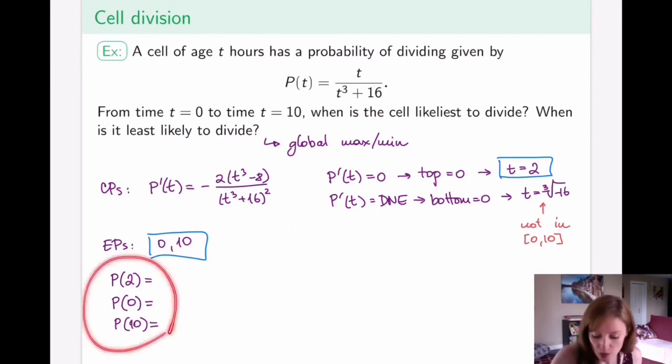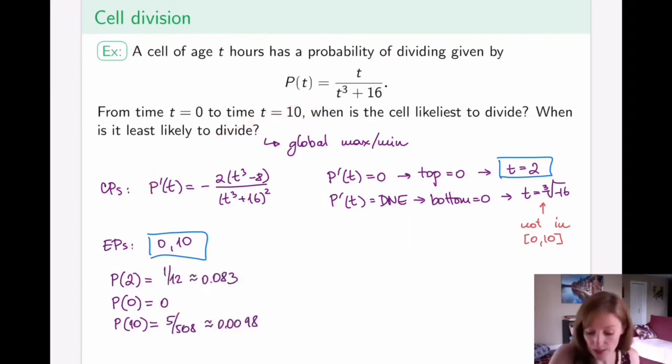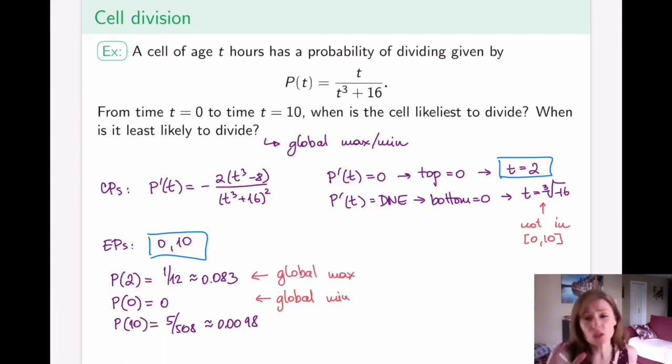So I'm going to plug all of these back into the function itself, not into the derivative, but into the function. And now all I'm doing is looking at these numbers. Which one's the smallest? 0 is the smallest, which means that this guy is the global min. Which one of these three numbers is the largest? 0.083 is the largest, which means that this one is the global max. Once again, for global extrema, you don't need to analyze the behavior of the function itself. All you need to do is find critical points, endpoints, and plug all of them back into the function itself.